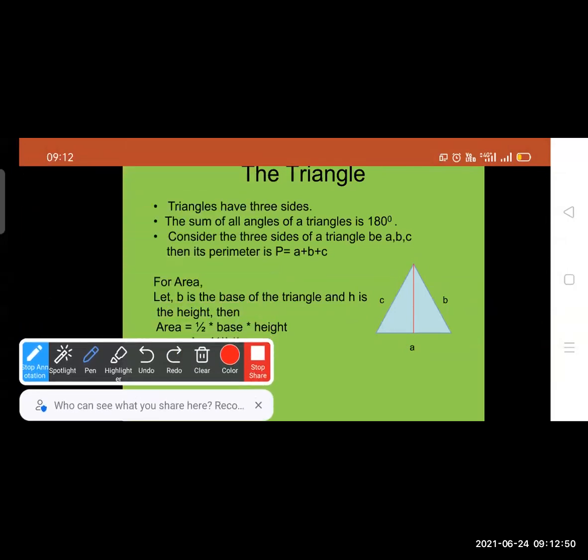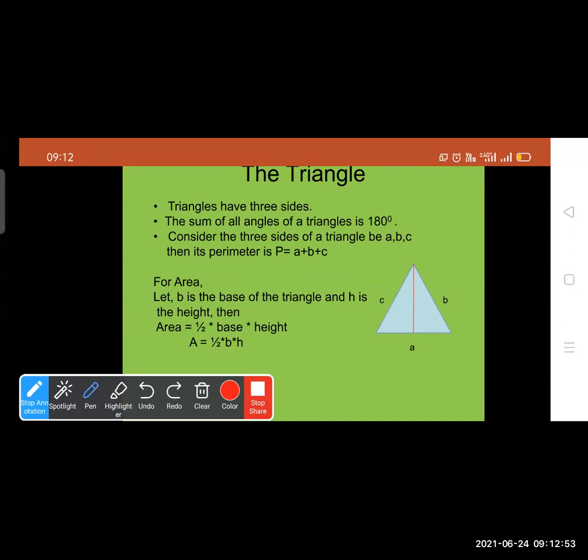But in the case of area, let us draw one perpendicular line. This one is the perpendicular line, that is the height on this base. If B is the base of the triangle and H is the height, then its area is half into base into height. Again it is two-dimensional. Two-dimensional means B and H, and here we are multiplying. So this one is meter and meter, again meter square.